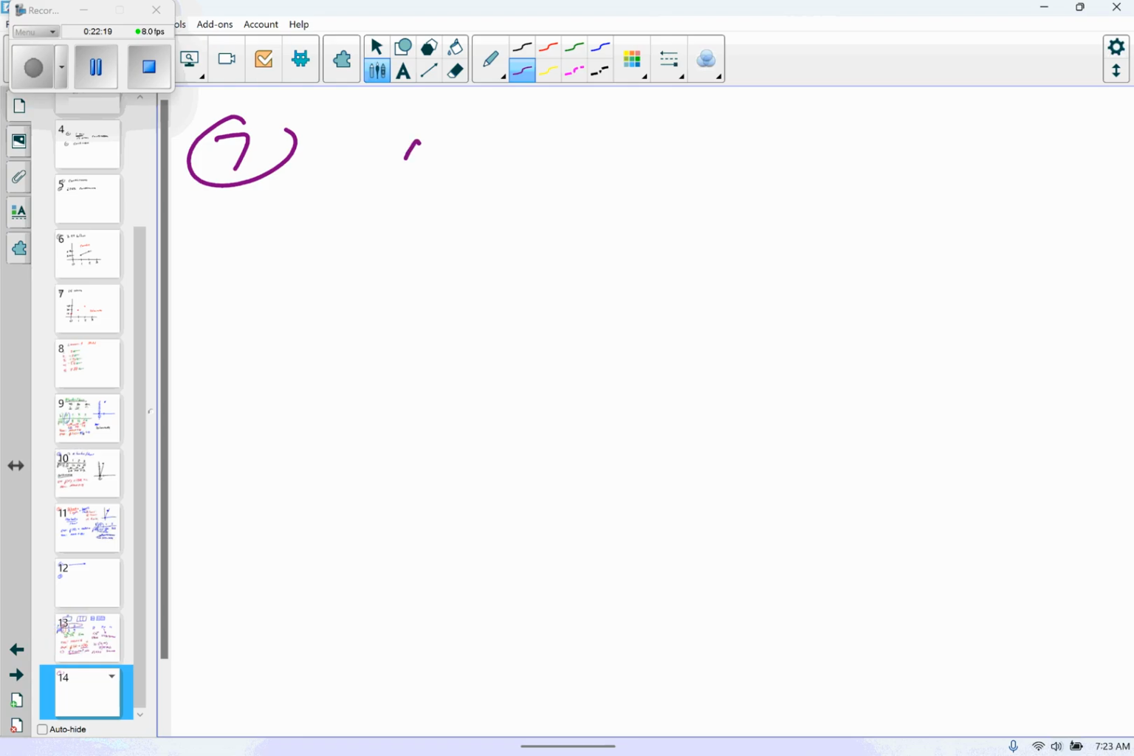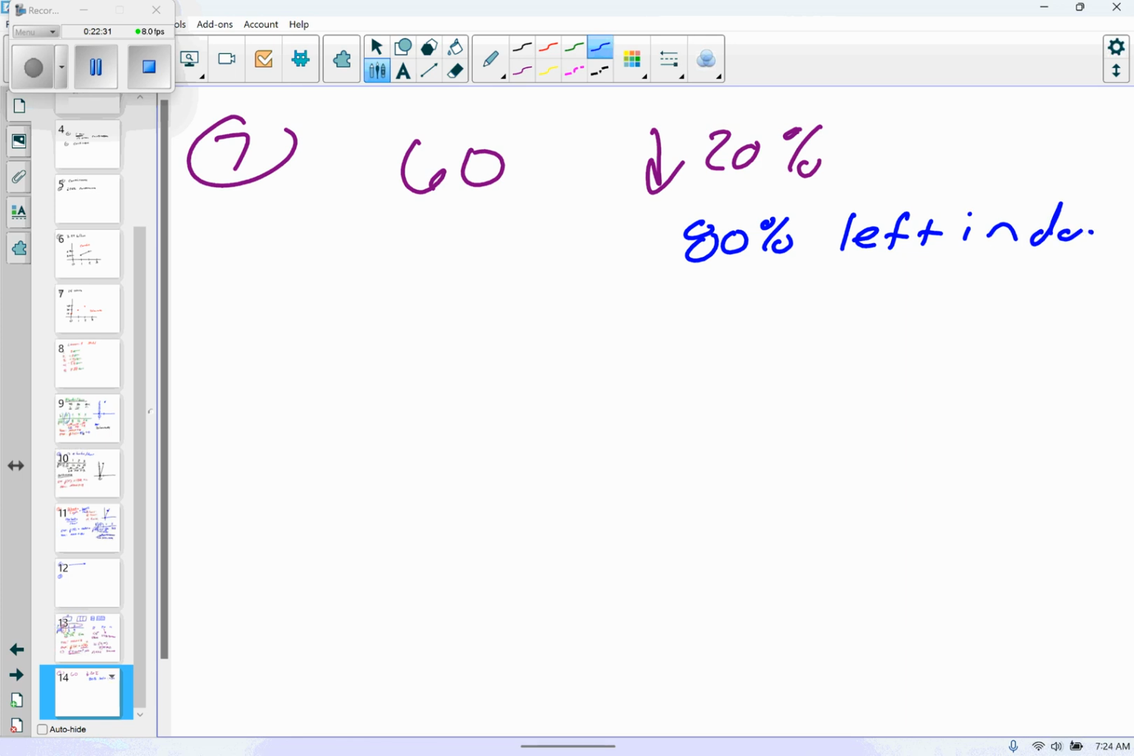Okay, so if you had started with 60 and it's going to decrease 20%, that means I would have had 80% left in the dog. Okay, so 80 plus 20 is 100. So I'm going to make this a decimal. We are decreasing, so I don't need to put a 1 in front of it. So this is geometric because we're multiplying.